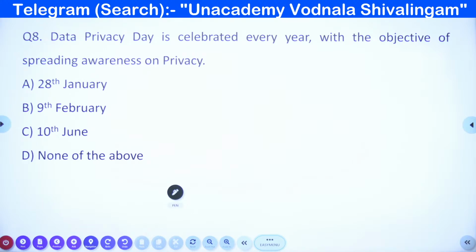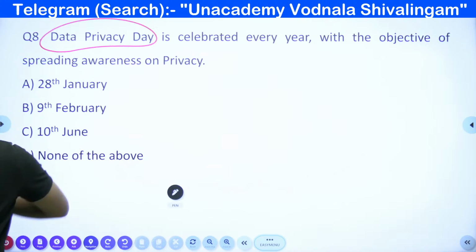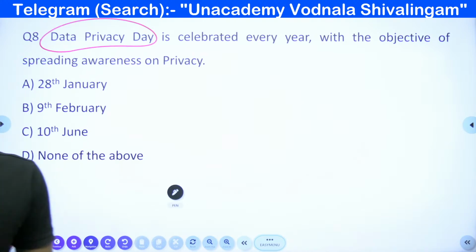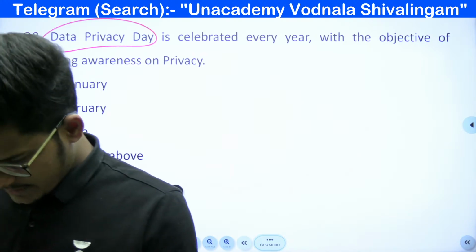Data Privacy Day is celebrated every year with the objective of spreading awareness about privacy. Our privacy is at risk in social media every time.